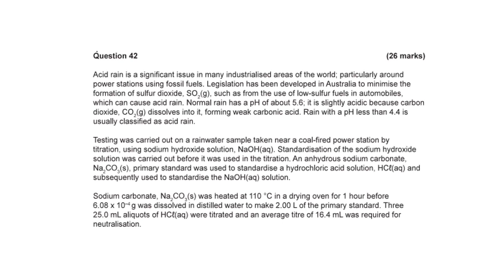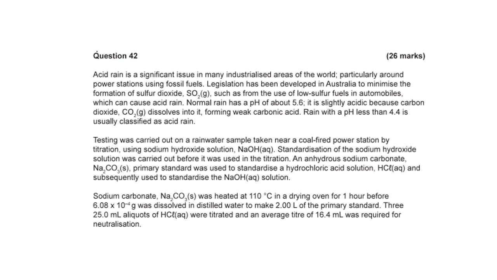So a lot of students found a bit of difficulty getting to this, but also there were lots of components to it. What we've got is the context setting, and it's important to look at that carefully because it talks about what acid rain is. It gives you some legislation, which is irrelevant to the question, but there are a couple of important bits of information in there. It says that normal rain has a pH of about 5.6. Rain with pH less than 4.4 is classified as acid rain. So make sure you circle those two things.